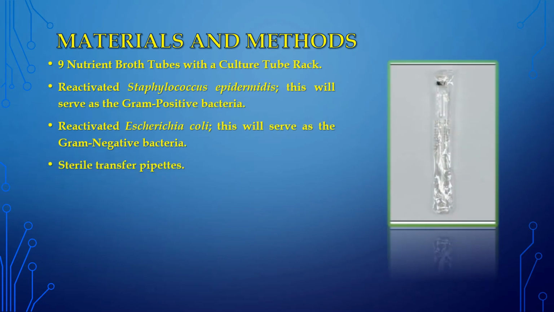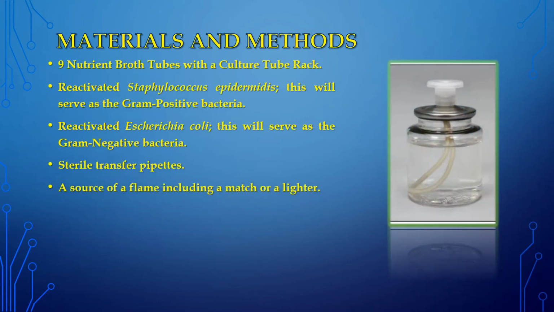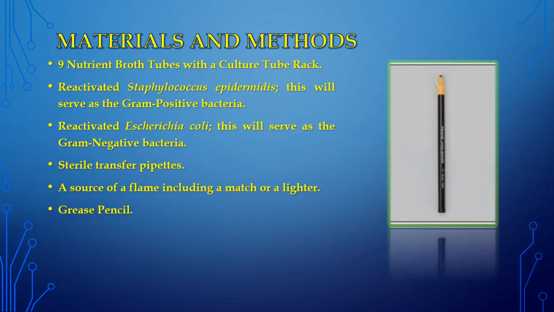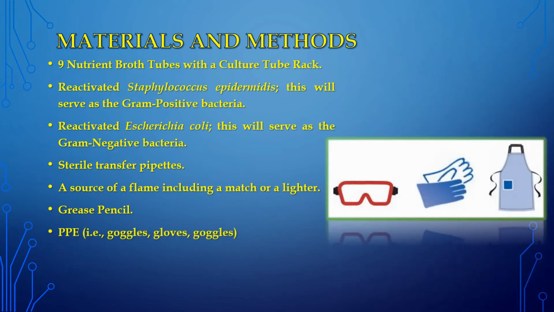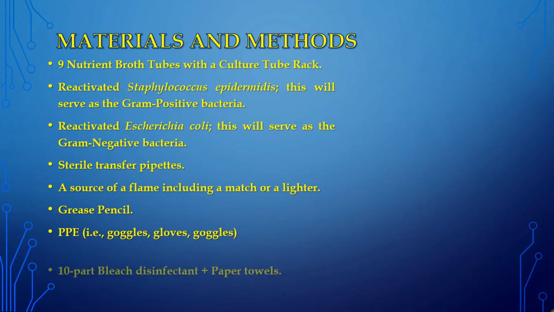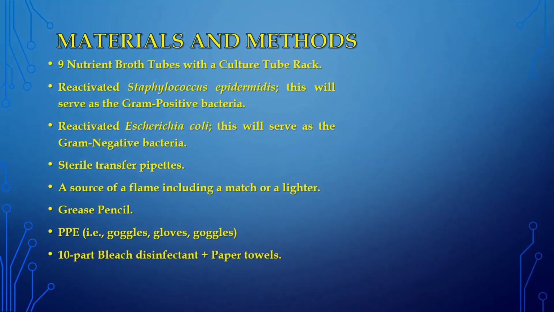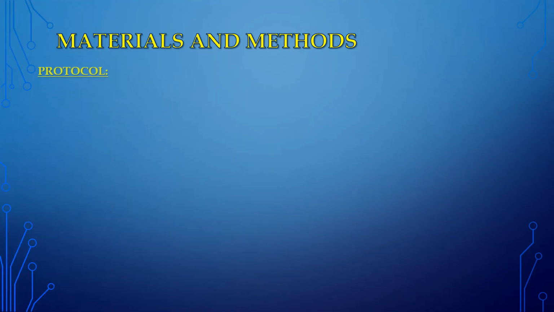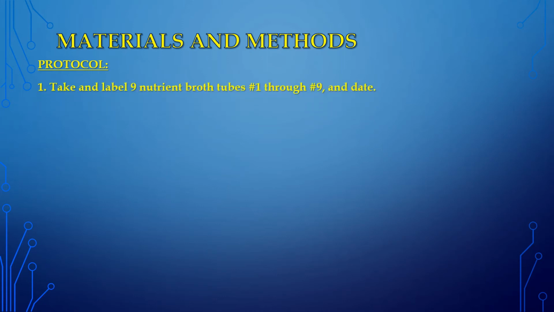Sterile transfer pipettes, a source of a flame such as a paraffin candle, including a match or a lighter. Grease pencil, personal protective equipment such as gloves, apron, and a 10-part bleach disinfectant with paper towels. Here's the protocol that I came up with. 1. Take and label 9 nutrient broth tubes number 1 through 9 and date.